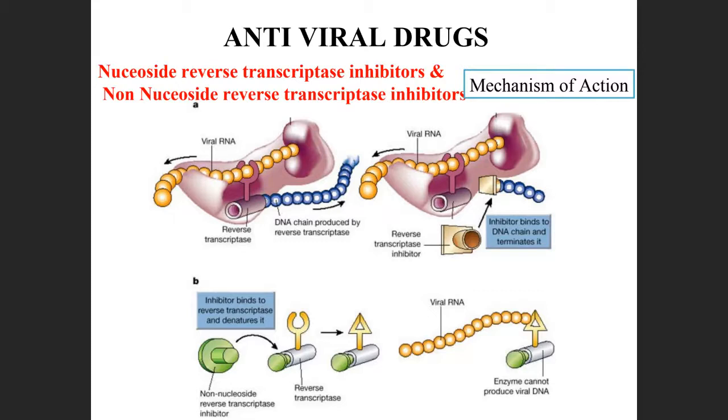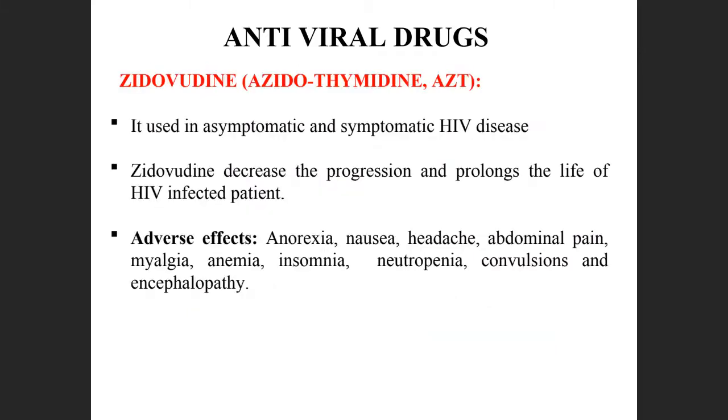So both of them are inhibiting the reverse transcriptase enzyme, but the mechanism is different. The first one is directly terminating the DNA chain. The second one is causing a modification in the enzyme, so that the enzyme is not able to make a copy of the viral RNA. So this is the mechanism by which they are acting.